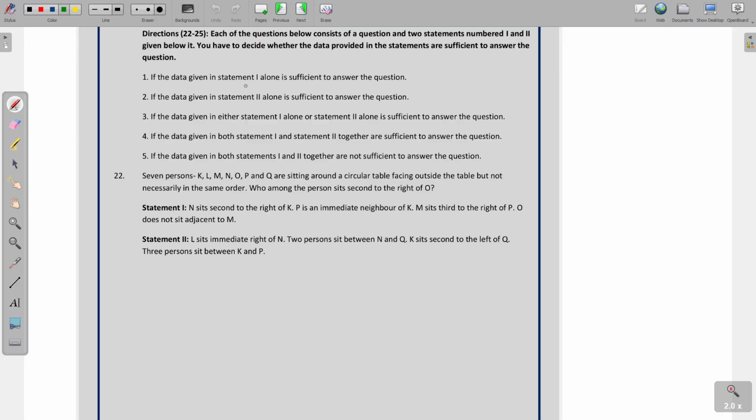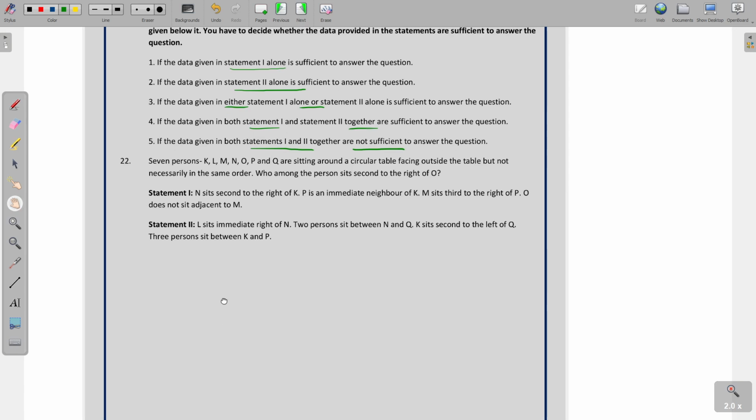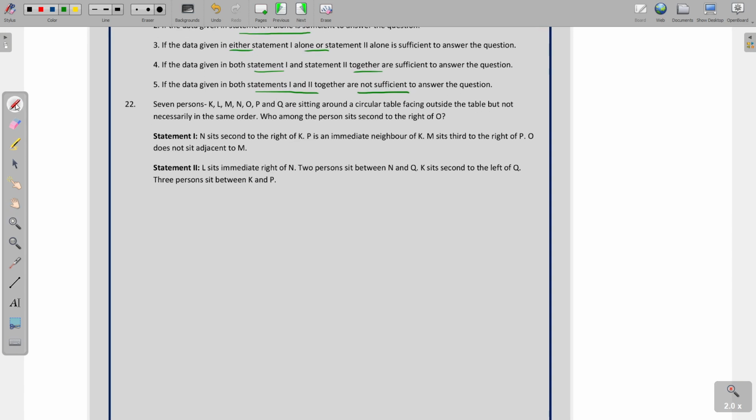First option, only statement 1 alone is sufficient; only statement 2 alone is sufficient; either or; and neither, both 1 and 2 sufficient, and both 1 and 2 not sufficient. These are the 5 options we have. So see question number 22.